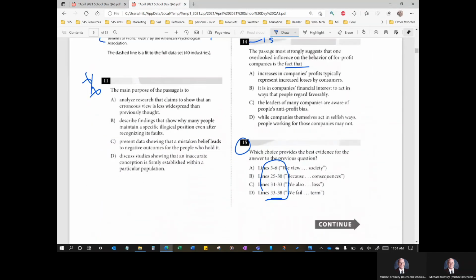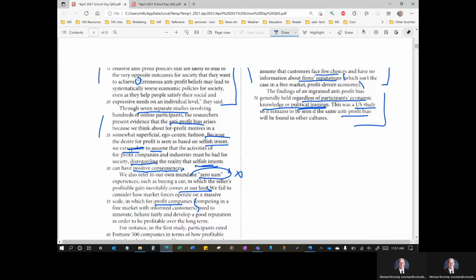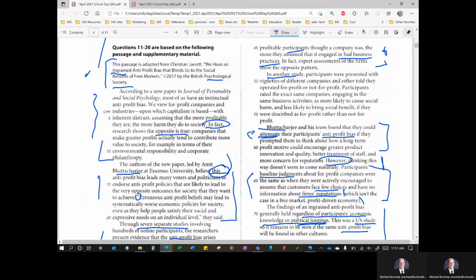I wanted to go back to 3 to 38. So I'm looking for that one: overlooked influence of behavior for profit companies is the fact that. So I'm looking to answer this question in this evidence. 3 to 6 is telling me, and again, I'm going to tap my forehead and think, what am I looking for? That one strongly suggests, so it's pretty much clear, but it's not exactly explicit, an overlooked influence on the behavior of for-profit companies. So I'm looking for an overlooked influence on the behavior of for-profit companies.